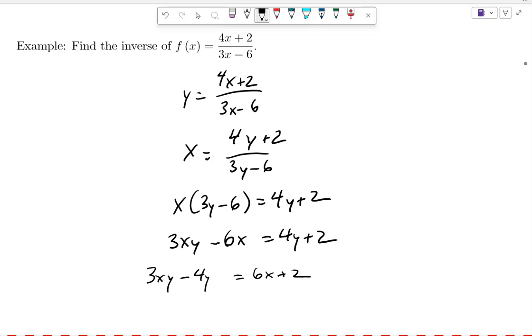Now, why do I do that? What do you notice is in both terms on the left-hand side? Oh, yeah. A y. What can you do? Take out the y. I can factor it out. Good. I can factor out the common factor of y.